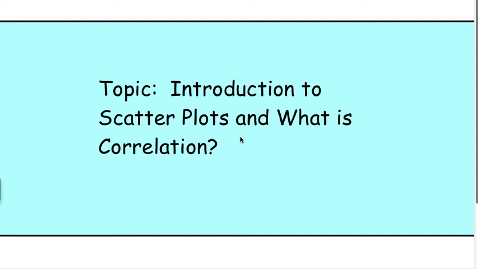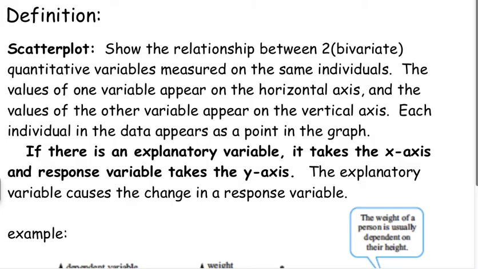This video focuses on the introduction to scatter plots and what is correlation. This first slide is the definition of a scatter plot. I'll let you know what I do want you to write down in your notes.